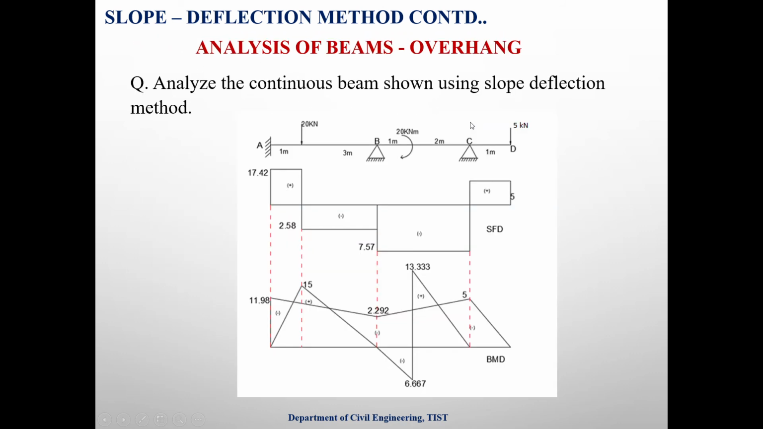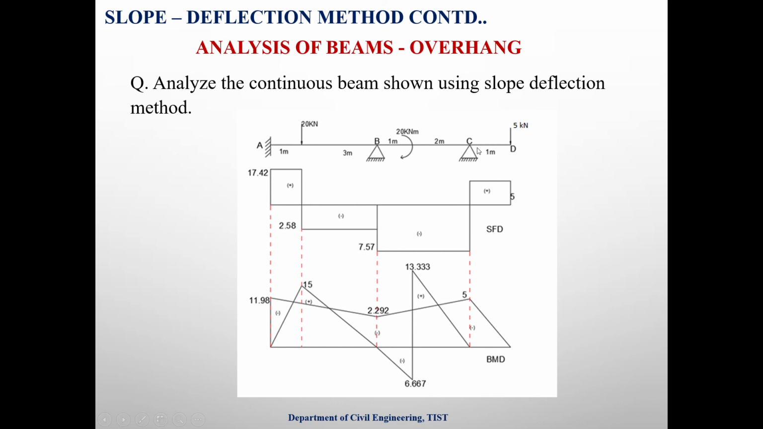Then how will you find out the unknowns? You have two unknowns, one is theta B and one is theta C. Then how will you find out these two unknowns? You should have two equations. What are the two equations here? MBA plus MBC is equal to 0. That is the first equation. The second equation is MCB plus MCD is equal to 0.